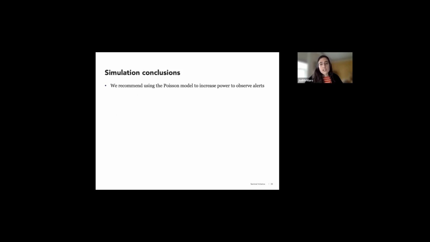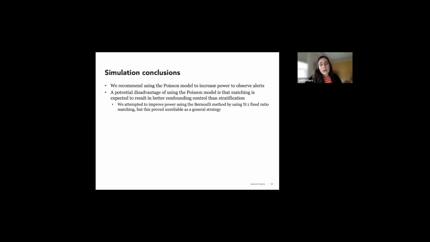And so for our simulation conclusions, we recommend using the Poisson model to increase power to observe alerts. A potential disadvantage of using that is that our exchangeability might be different depending on how big we make our strata, for example, because keep in mind the stratification approach is the one that works with the Poisson model, whereas the matching approach is the one that works with the Bernoulli. So the size of that, whether you have a little matched population or a stratification population, it's all a scale, but there's typically more exchangeability when you have smaller groups with smaller distances between their individual propensity scores.